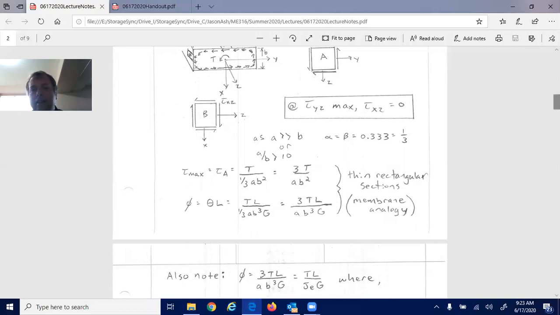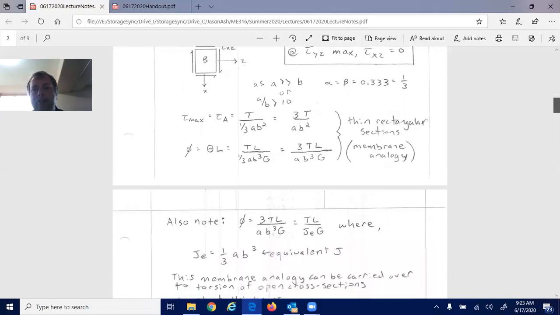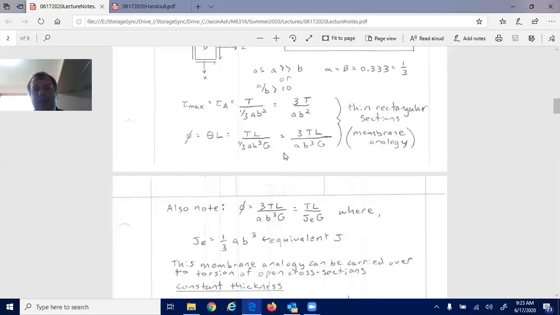And then we can also note, looking at the angle of twist, that we have a TL over G. For circular sections, we had TL over JG. And what we can see there is that we end up with an equivalent polar moment of inertia, JE, where JE is equal to 1/3 AB cubed.